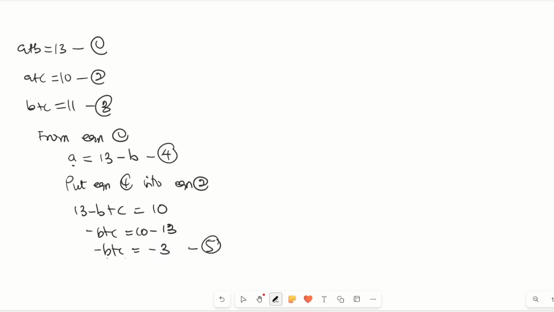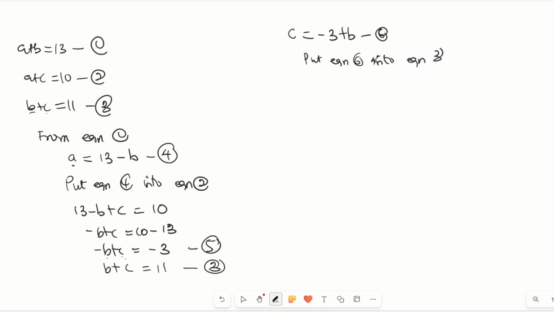So we have equation 5 in B and C, and we have equation 3 in B and C. So we also have B plus C to be equal to 11, right? Let's call it equation 3, which is there. Now we'll solve equation 5 and equation 3 simultaneously. So we can make probably C the subject in equation 5. So it means that our C should be equal to minus 3 plus B. Let's call it equation 6 and put equation 6 into equation 3, right? So we are solving using the substitution method.